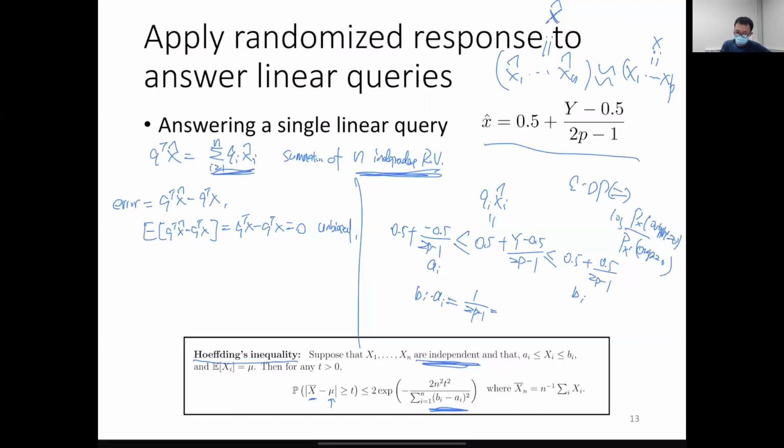And if we substitute the expression that p is equal to e to the power of epsilon over e to the power of epsilon plus 1, so this is how we calibrate the amount of noise to the privacy requirement of epsilon. We can try substituting this into the expression and then get e to the power of epsilon plus 1, and I guess 2 over e to the power epsilon minus 1, which gives us just e to the power of epsilon minus 1.